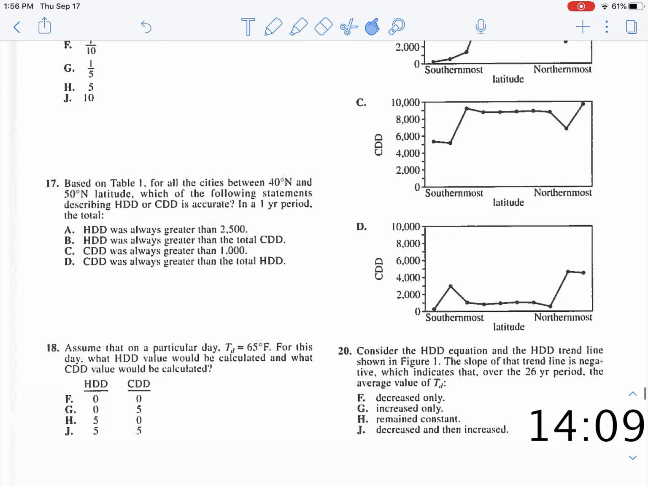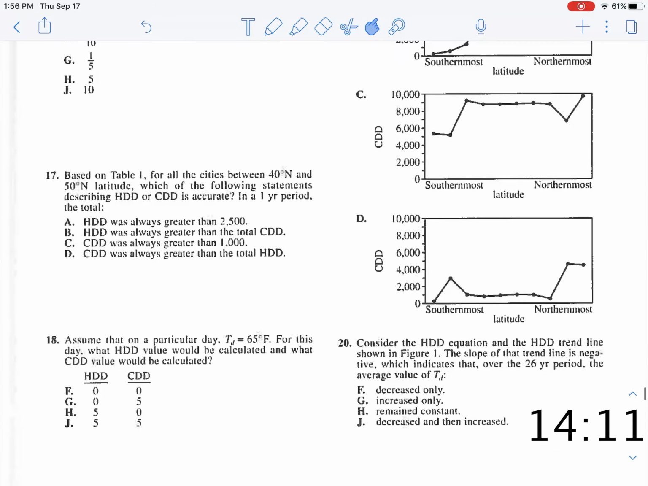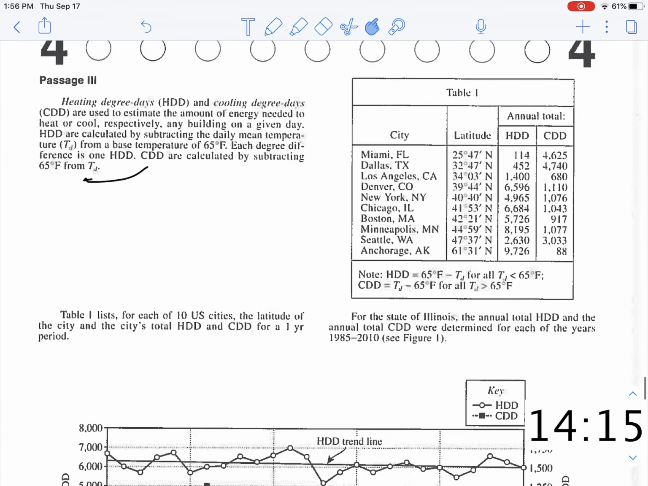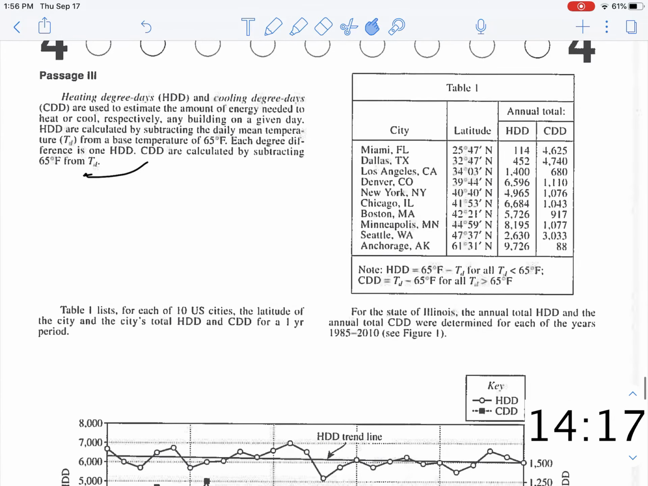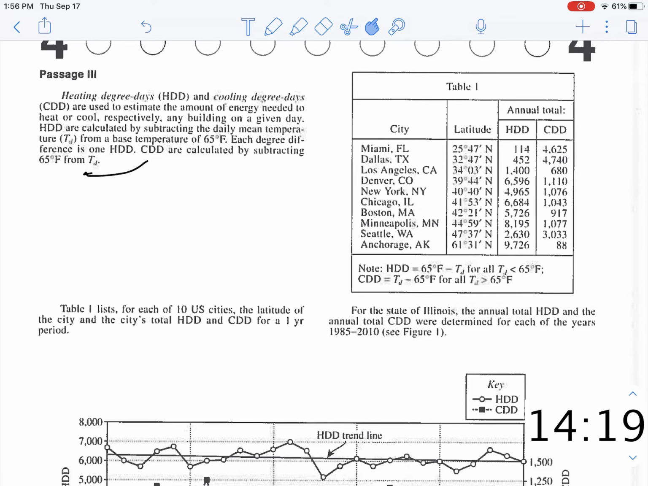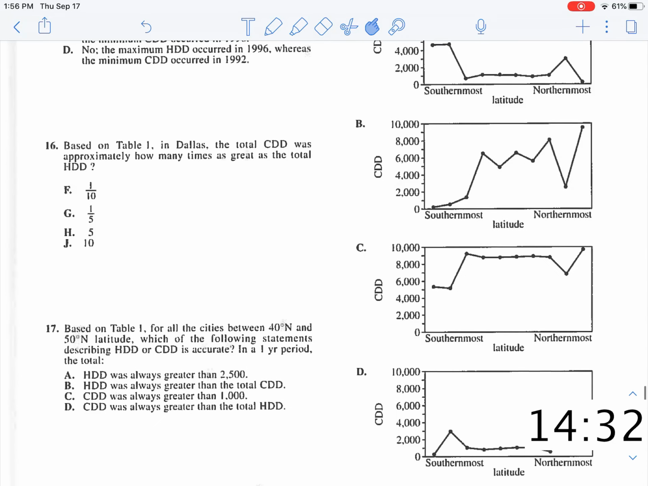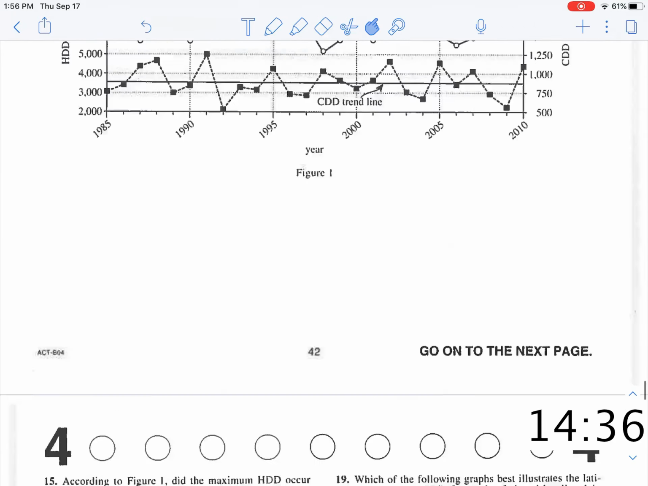For all cities between 40 degrees north, in a 1 year period, okay, I'm looking at Seattle, and the HDD is less than the CDD, so HDD was always greater than 2,500.